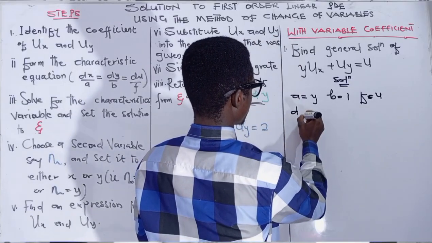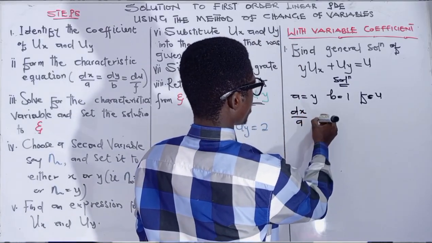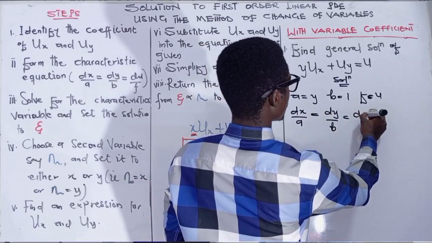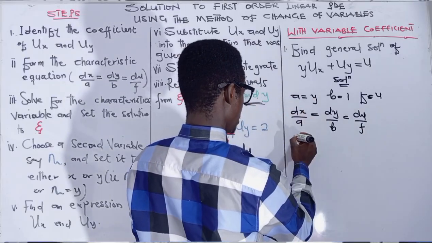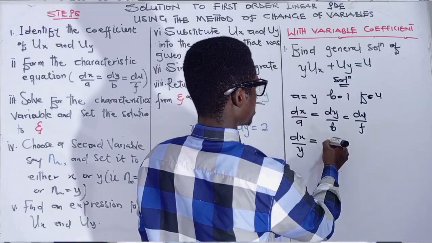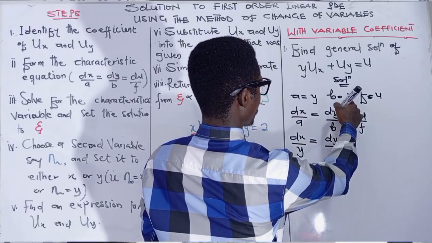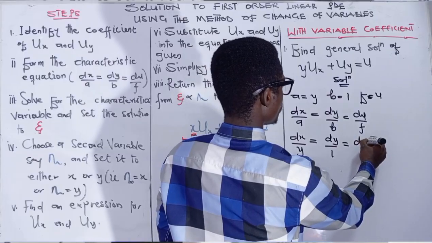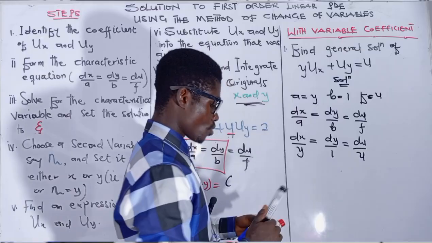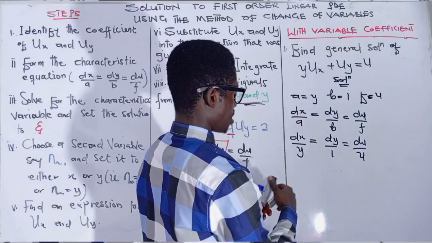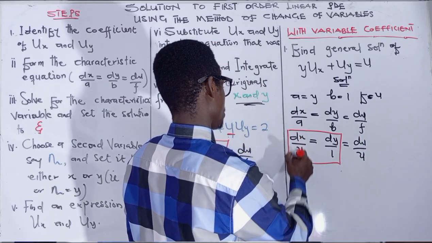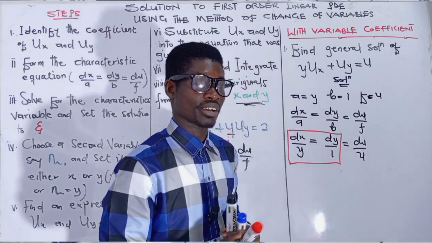So we know that the characteristics equation is given as dx over a is equal to dy over b is equal to du over f. So we are going to form it. We have dx over a, our a is y, is equal to dy over b, our b is 1, and then we have du over our f, which is u. Once we have this, we are going to use the first two to solve for the characteristics variable.